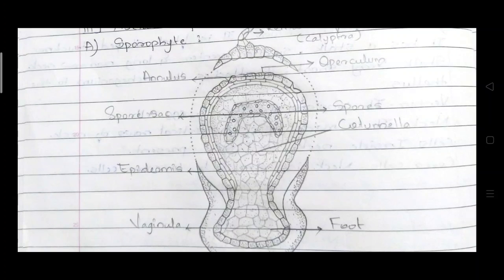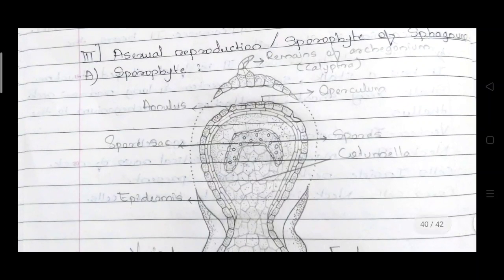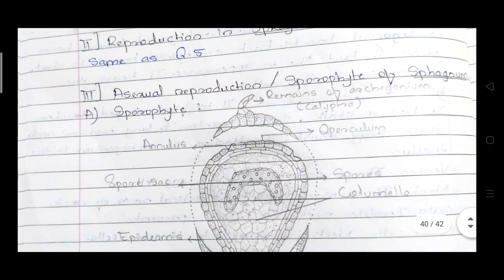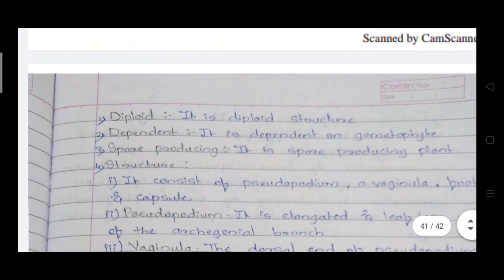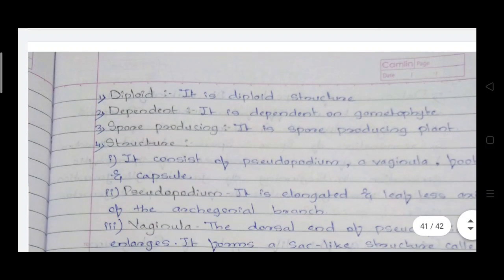Then in the capsule, at the center there is the columella, and the spores are there. At the apical or upper portion of this capsule, the operculum and annulus are there, and at the center the spore sacs are present. Then on the apical tip there is the calyptra. So these are the parts of the sporophyte. Let's discuss them one by one.